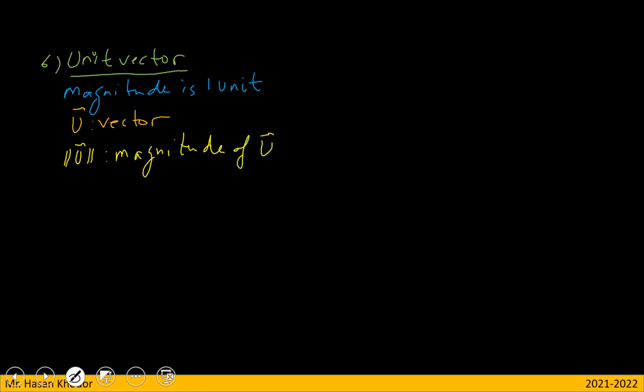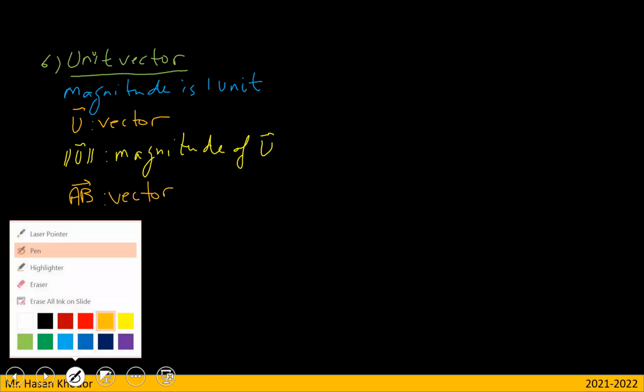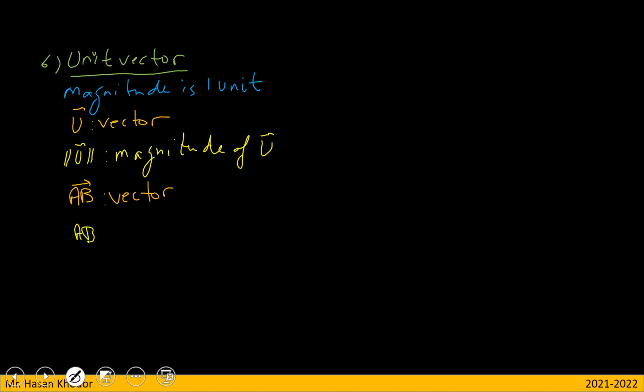Also, assume that we have a vector AB. If AB is a vector, AB like this is called a vector. What is the magnitude of AB? How do we denote the magnitude of the vector AB? We put it between two absolute value signs. So this is called the magnitude of vector AB.